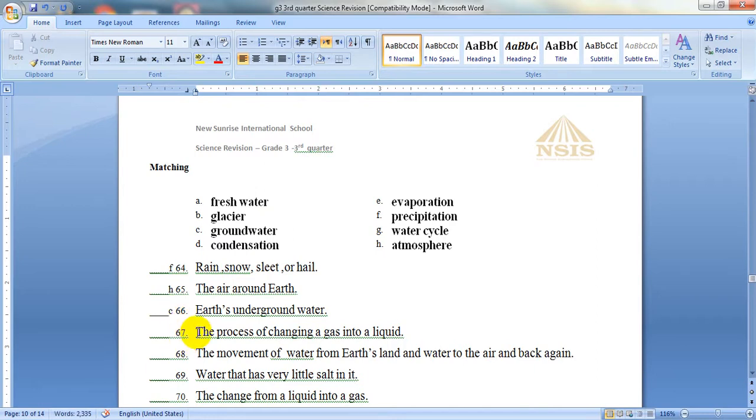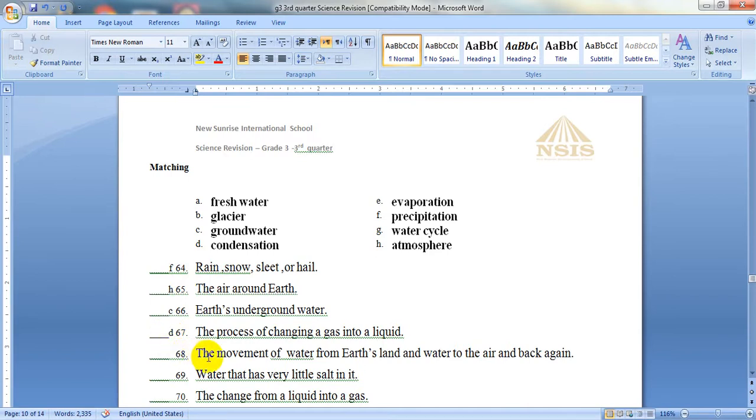67. The process of changing a gas into liquid. A gas, like water vapor, will change back to be liquid like liquid water. Which process was this? It's the one which forms clouds, and we call it condensation, which is letter D.